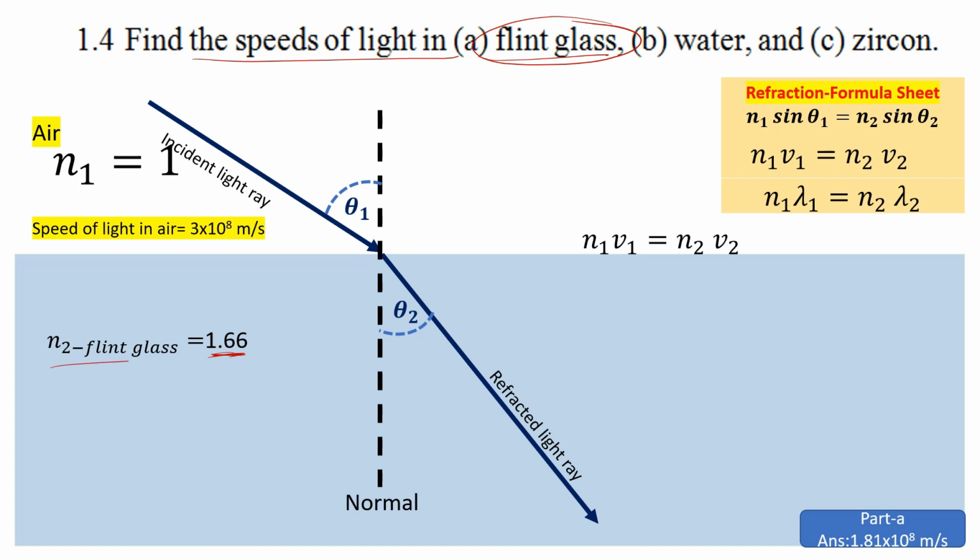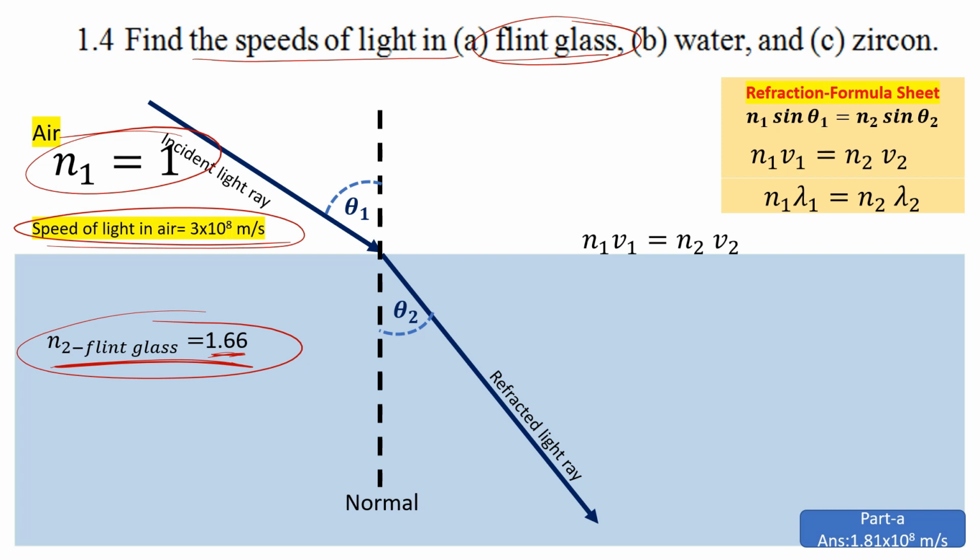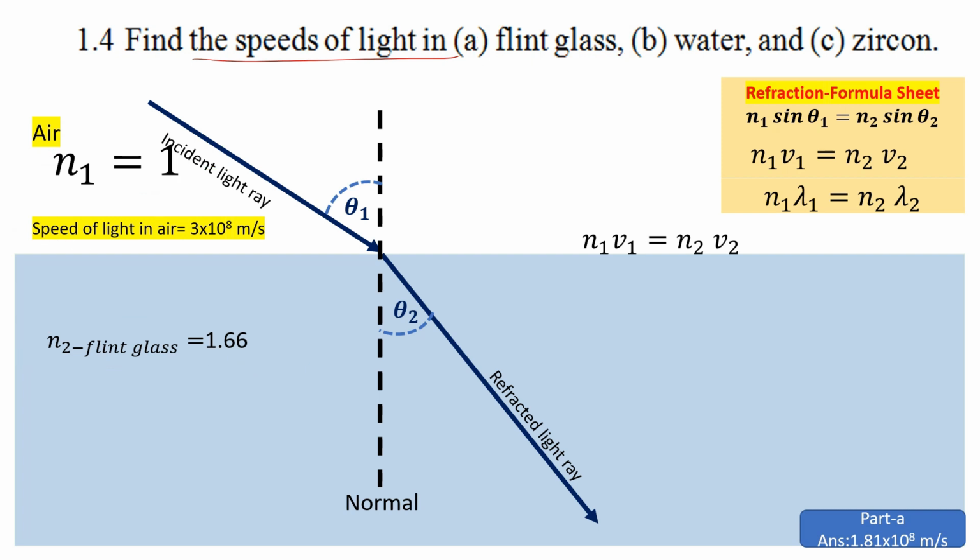So here in this medium we have to calculate. Everything we have, n1 we have, n2 we have, the speed we have. If it is not given, it means we consider it. So it's very clear, the speed of the light in the flint glass we should calculate. We take the flint glass as the second medium, and it is already given the flint glass has a refractive index of 1.66. So we take the known values: medium 1, refractive index 1, speed of light in the air equal to 3 × 10⁸.